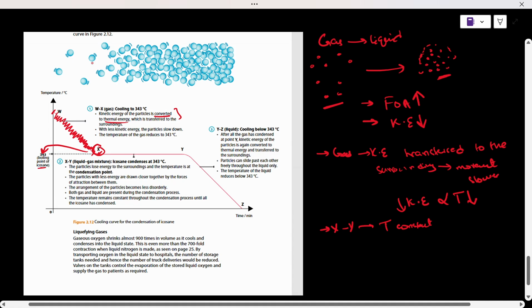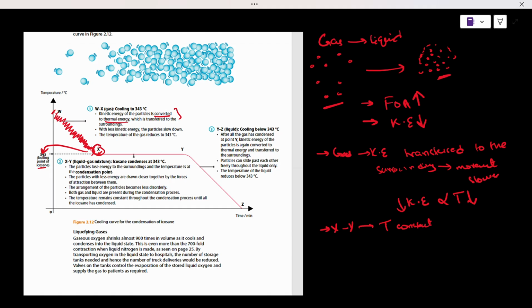So now at this point, the temperature becomes constant. What you're noticing is that in the previous part, the particles were using the energy to break the intermolecular forces of attraction. But here, the particles are still losing energy, and now they are coming closer together. They're losing energy and they are coming closer together.